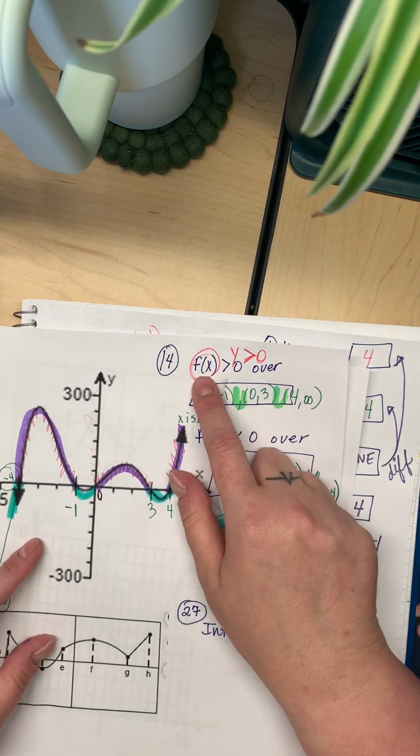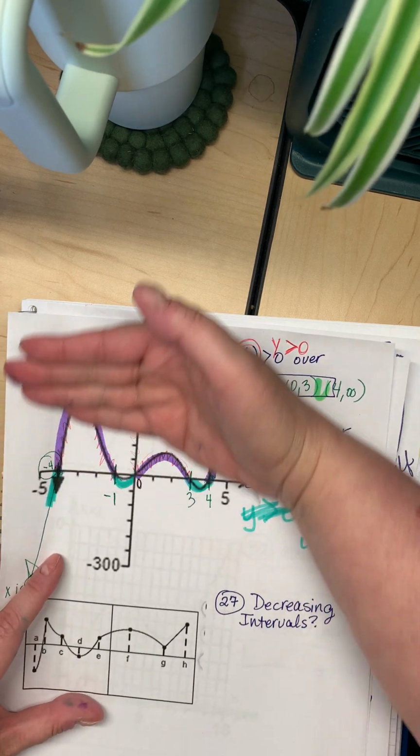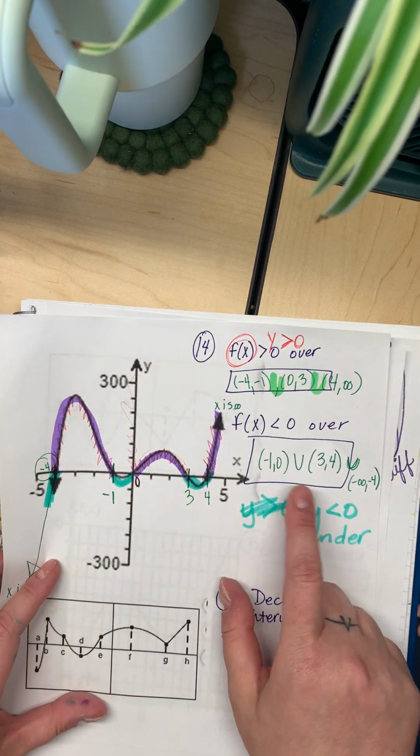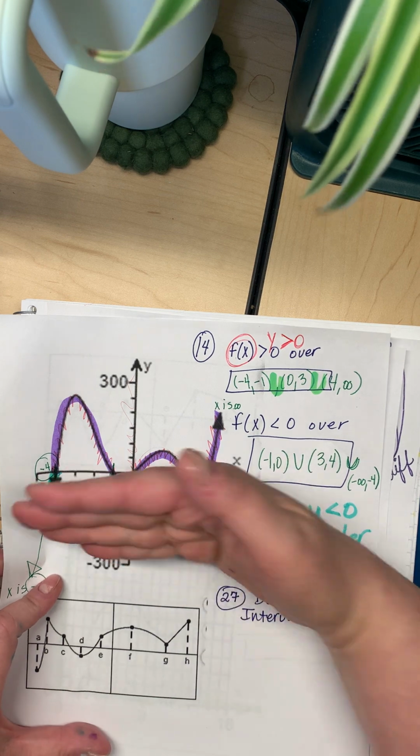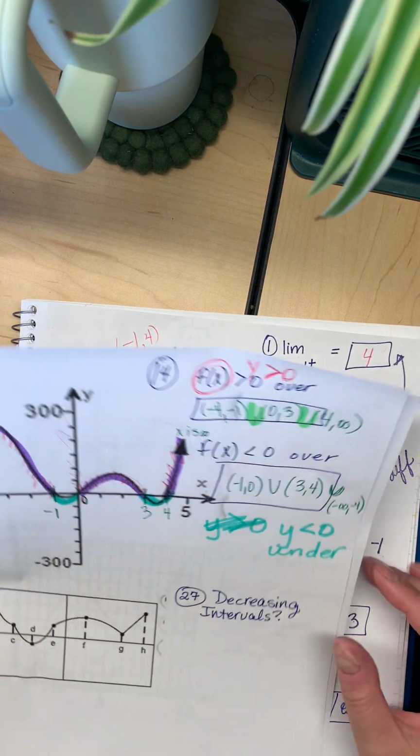So again, when it says f of x bigger than 0, that means it wants the top half. When it says f of x less than 0, it means the bottom part, the part that's underneath.